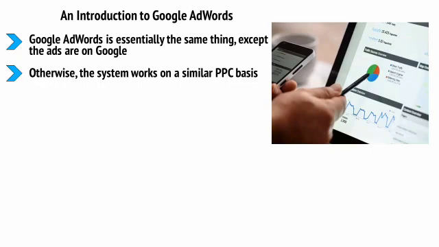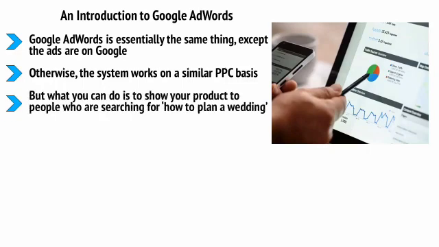On the one hand, you can't as precisely target the type of person that is looking for your product. For example, you can't choose to only show it to engaged women. But what you can do is to show your product to people who are searching for how to plan a wedding. This has the benefit of being targeted while also being well-timed. Your audience is not only likely to want to learn about wedding planning, but they're actively looking for information.